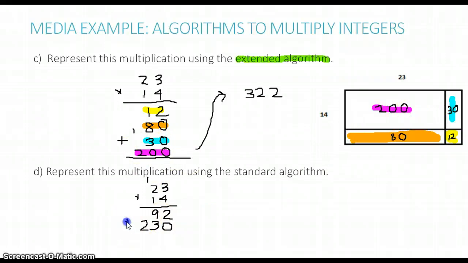Now we can add them together because we still want to find the sum. 2 plus 0 is 2. 9 plus 3 is 12. So we have 2, carry the 1, and 1 plus 2 is 3. So notice our results match up, 322 and 322. And this was our standard algorithm, and this was our extended algorithm.